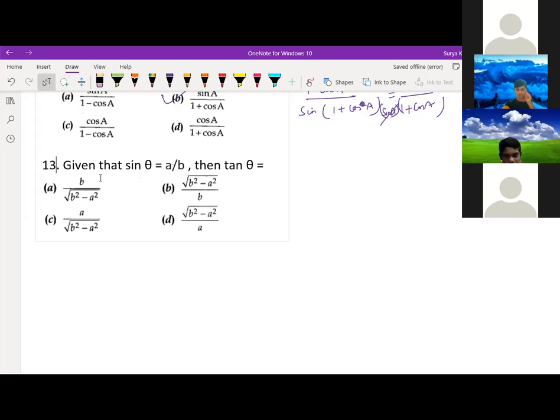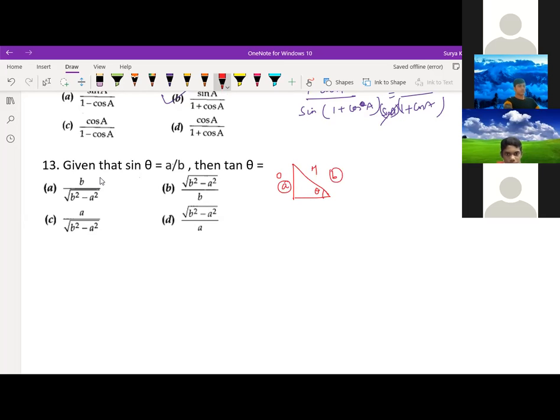See, sin theta is nothing but perpendicular by hypotenuse, or opposite by hypotenuse, right? Sir, is C the answer? I got C as the answer: A by root over of B square minus A square. This is A and this is your B.